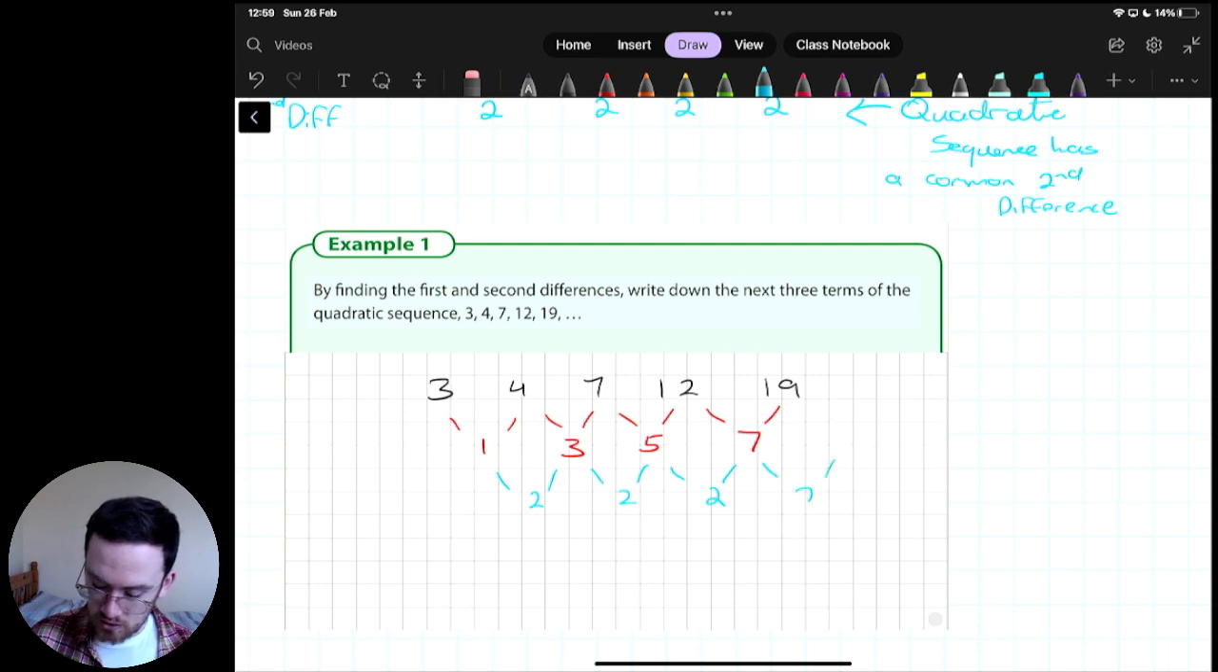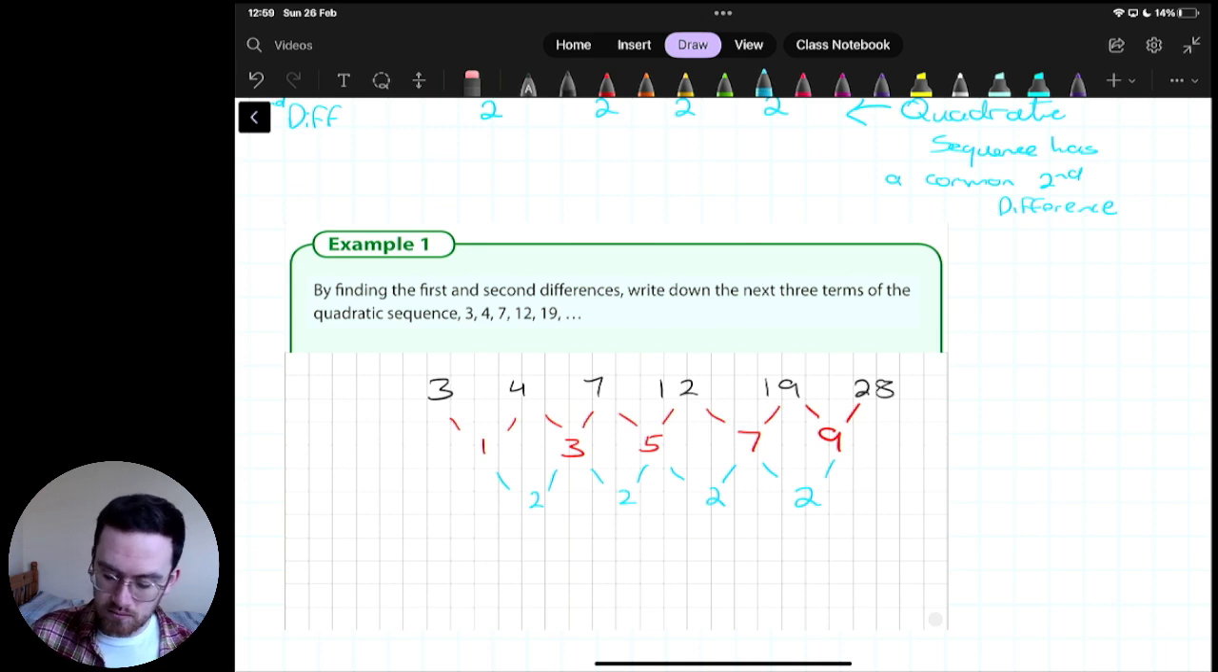To find the next term, the second difference has to be 2 because that's constant. That means the next number in the first difference is 9, which means the difference between the previous term and the next term is 9. That's going to give us an answer of 28.